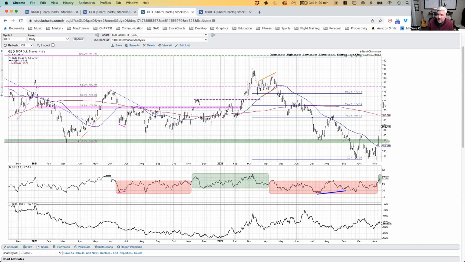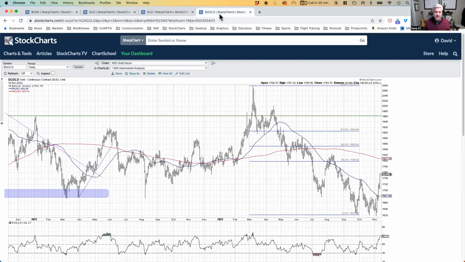If we break above there, then you could see upside to the previous highs in March, in May around 175, or even that next Fibonacci level around 177. Note how the RSI has shifted from a bear market phase in mid-21 to a bull market phase in late 21, early 22, to a bear market phase through most of this year. And now finally, the RSI getting nicely above 60, indicating a rotation back to the bullish phase. And that's what gives me confidence in this breakup to new highs.